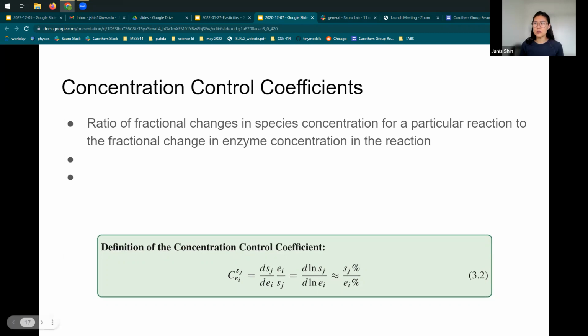And we can also say the same for the concentration control coefficients. These are just the ratio of fractional changes in species concentrations for a particular reaction to the fractional change in enzyme concentration in the reaction. That's also shown here, and it's very similar to the flux control coefficients.